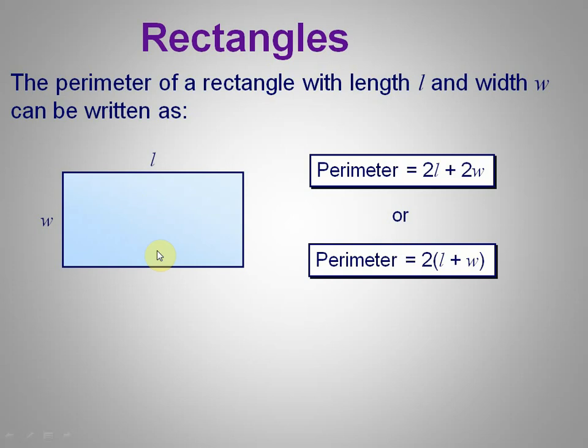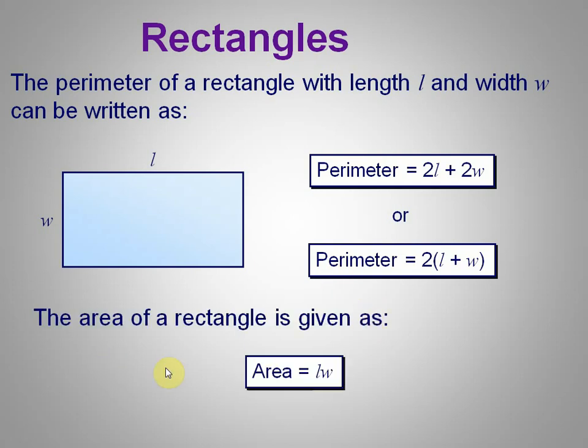Here we have two lengths, this one length and the opposite side is also length, and the width and the opposite side is also a width. So we can say 2 times length plus 2 times width, or in the simplest form, 2 times (length plus width) is the perimeter of the rectangle. Next, the area of the rectangle is basically multiplying both the sides: length multiplied by width is called the area of the rectangle.